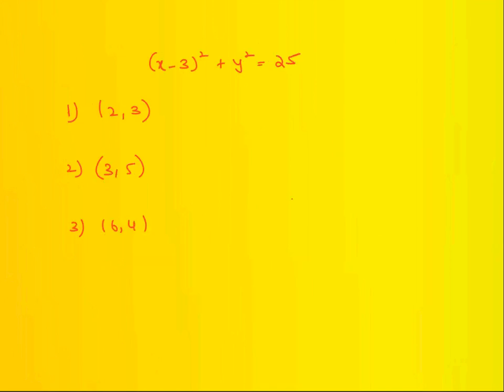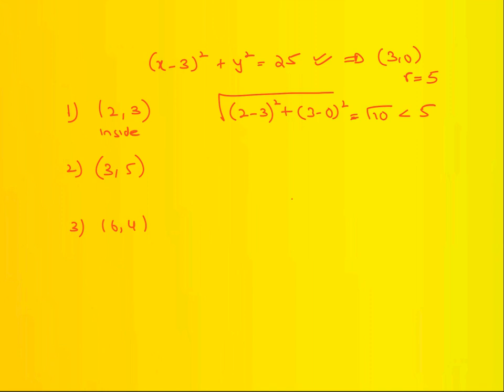Let's take some examples on this. Now let's say this is the circle given to us and we have to check for these points 2, 3, 3, 5 and 6, 4. Let's begin with 2, 3. Now before that I'll have to identify the radius and the center. So for this circle, the center is 3, 0 and the radius is square root of 25, which is 5. Now to check for the location of this point, I'll have to find the distance of this point from the center, which is 3, 0. That's 2 minus 3 whole square plus 3 minus 0 whole square under root. This is root 10. Now root 10 clearly is less than 5, so this point is inside the circle.